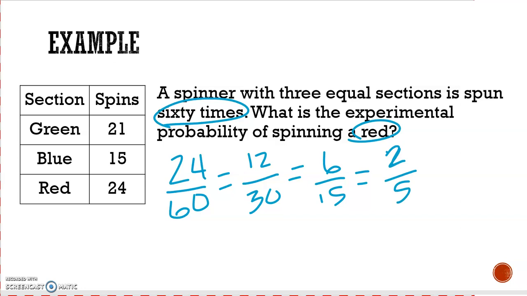Always remember to check to see if you can divide by 3s. I know a lot of people forget that and they just stop at, well, if you can't divide by 2, it's as simplified as you can go. So always check 3s. What this means, 2 over 5, we can't simplify it anymore, is that every 5 times that you spin the spinner, 2 of the times it's going to be red.